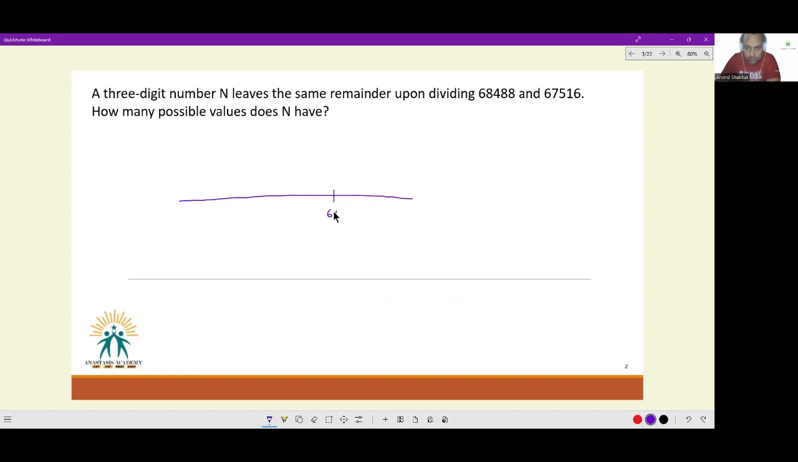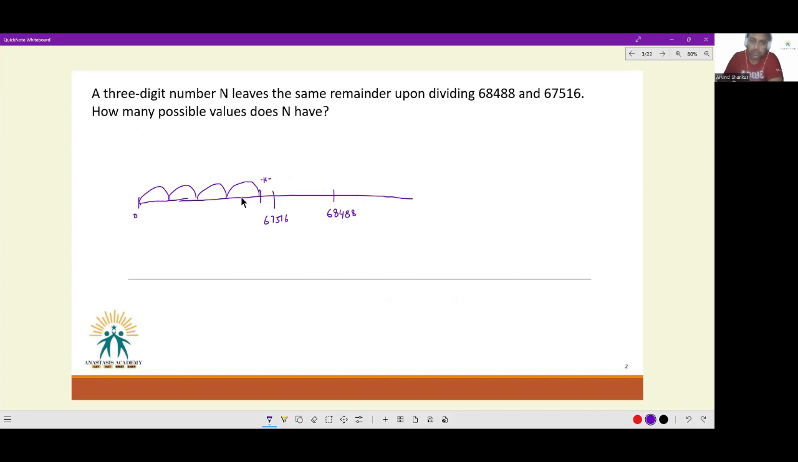See, 68488, and the other number is 67516. Now, if there is going to be a number that upon dividing either of these leaves the same remainder, can you see? It can happen in two ways. Let's say that a number starts off at 0, takes a jump here, takes a jump here, takes a jump here, takes a jump here. Then you are left with this remainder. Let's call this remainder K.